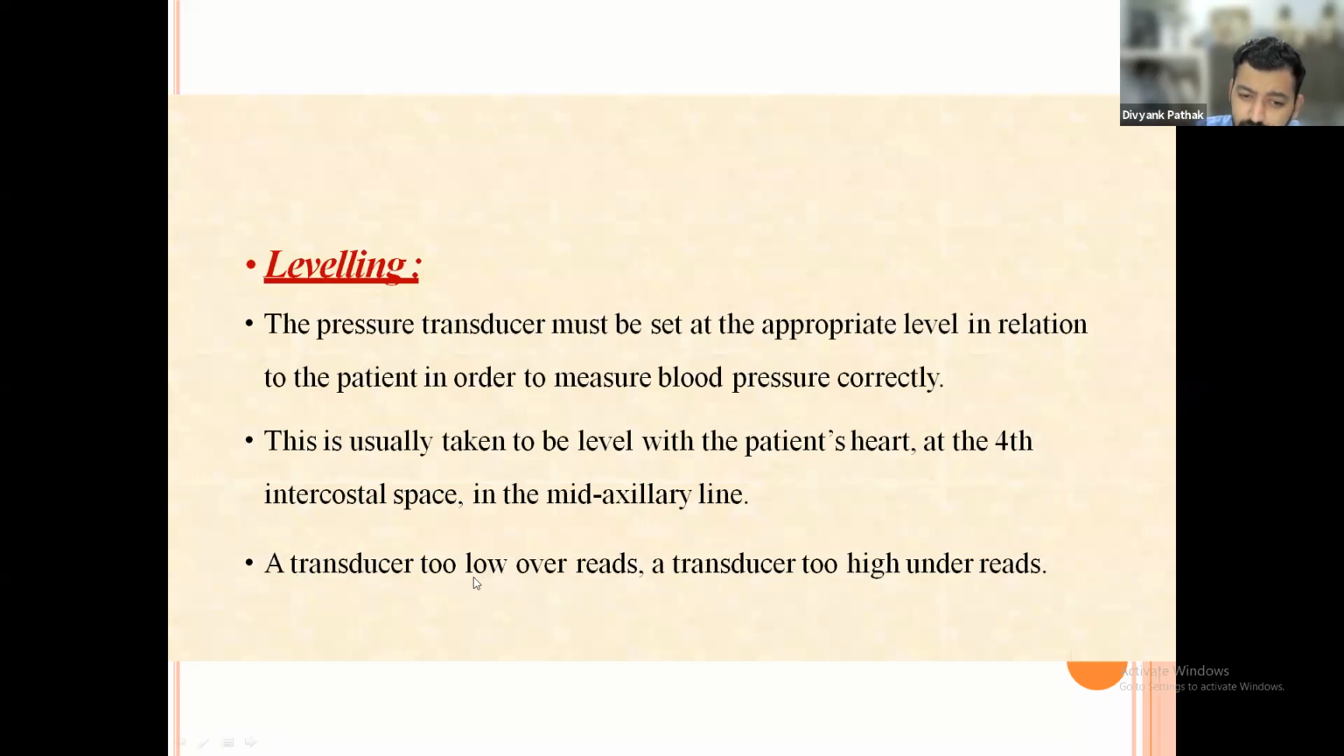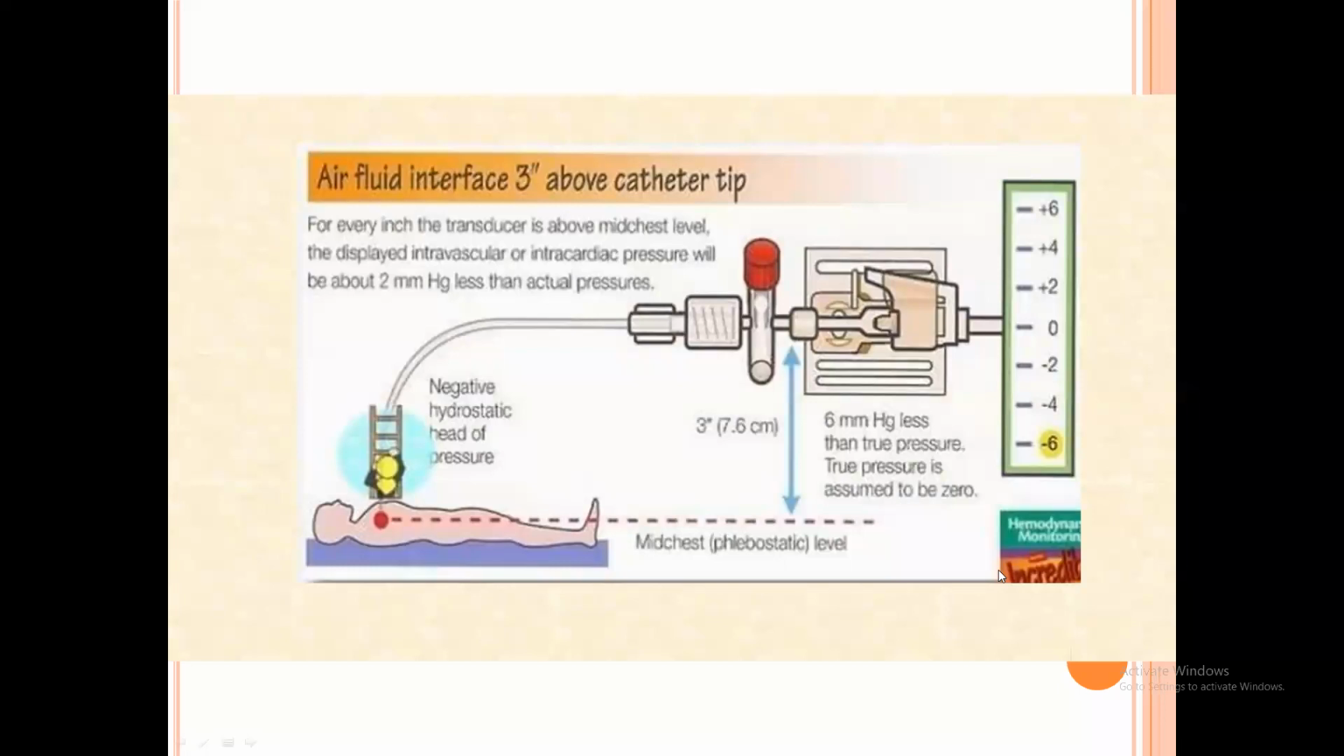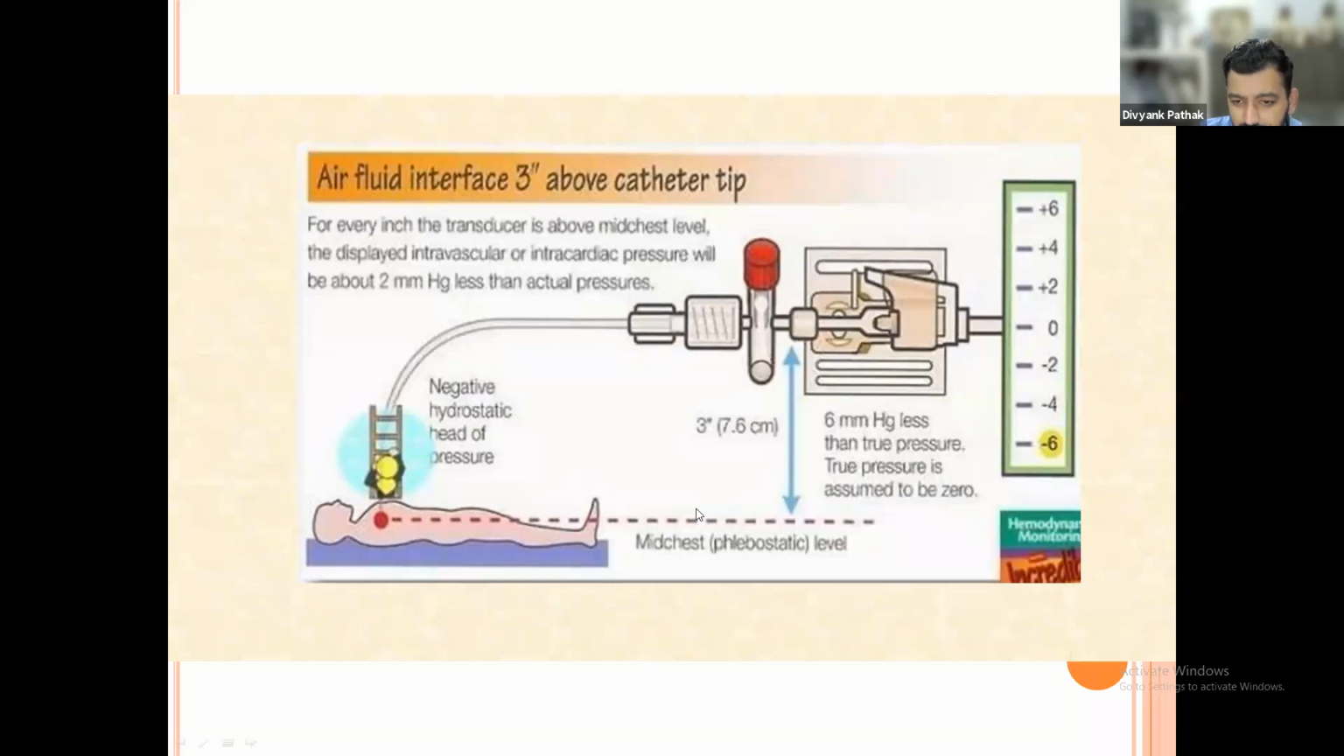If the transducer is too low, it overreads. If the transducer is too high, it underreads. Now here we can see that this is the heart, this is the level. Okay. So actually this is the phlebostatic level. This level is called the phlebostatic level. So the transducer should be here.